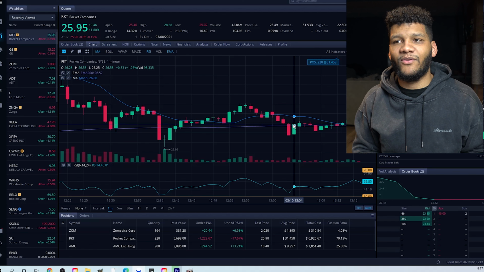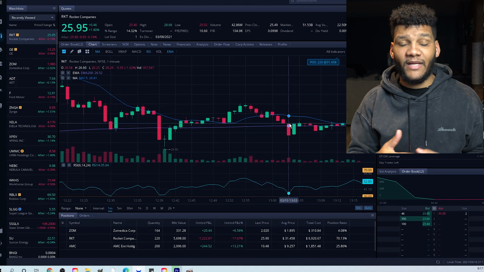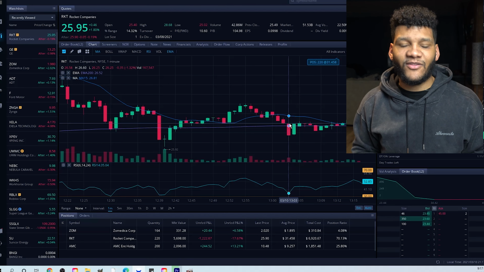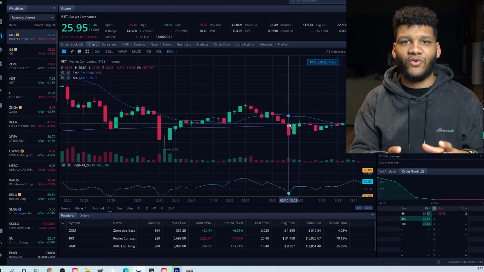So when people always tell you, hey, don't invest the whole boat into this one position, it's not just because you don't want to put everything into one stock.